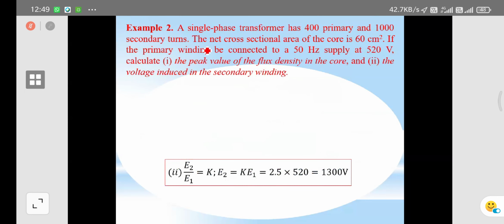A single phase transformer has 400 primary and 1000 secondary turns. The net cross sectional area of the core is 60 centimeters square. So if the primary winding is connected, just wait.